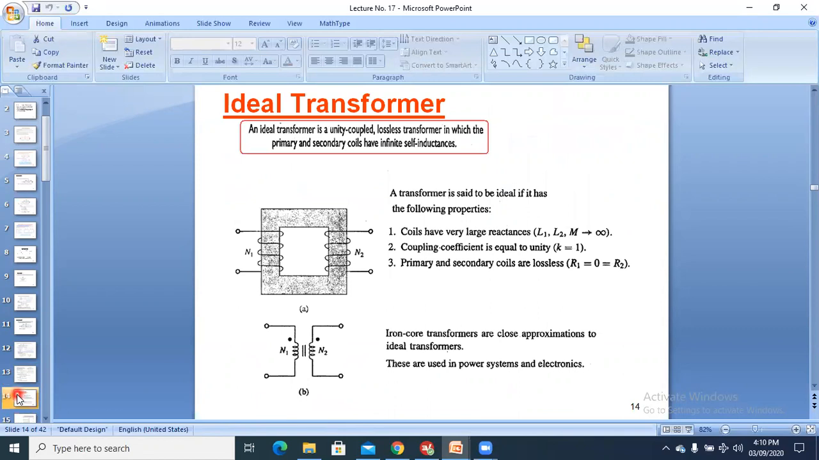Now we talk about the ideal transformer. So an ideal transformer is a unity coupled transformer. What I want to say is, unity coupled transformer means the turn ratio N1 is equal to the turn ratio N2. And it is a lossless transformer, there are no losses in this transformer, so the values of R1 and R2 are equal to 0.